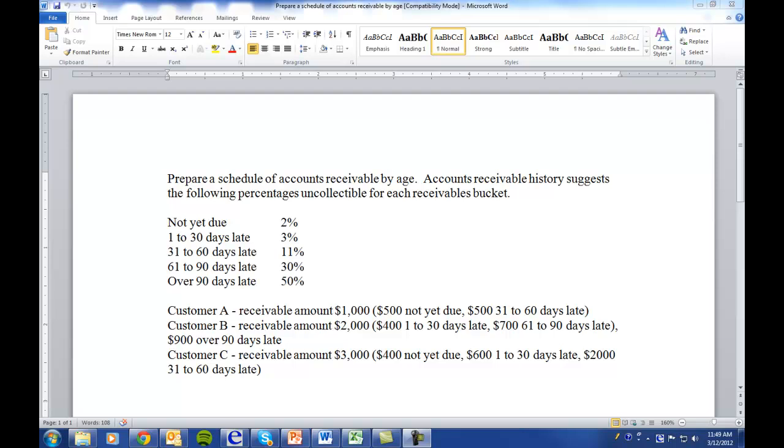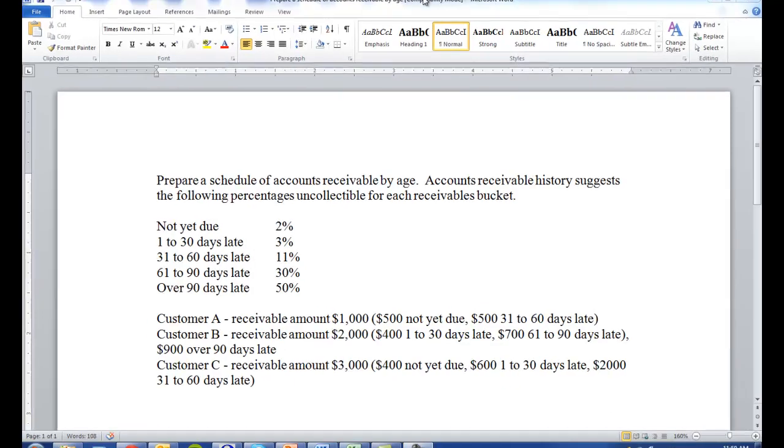Customer A has a receivables amount of $1,000, okay? And $500 is not yet due, and $500 is 31 to 60 days late. And so on and so forth for customers B and C, okay? So customer B has a receivable amount of $2,000, $400 is up to 30 days late, $700 is 61 to 90 days, and $900 of that $2,000 is over 90 days late.